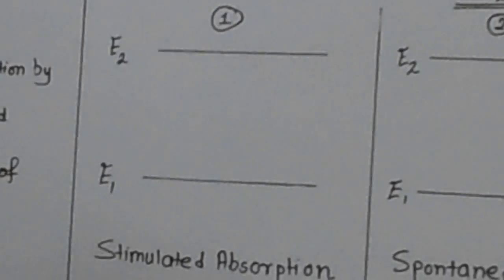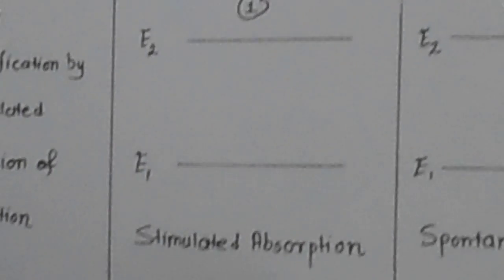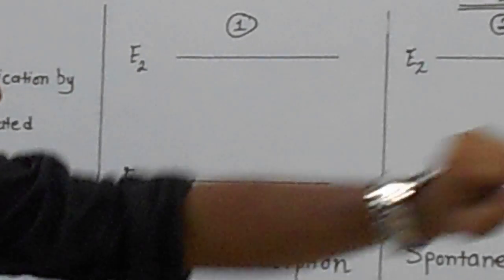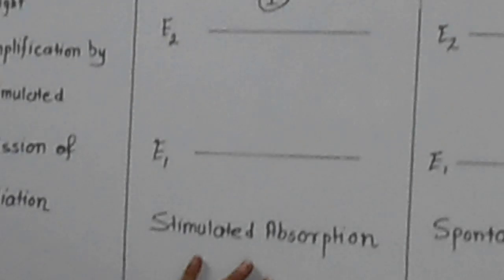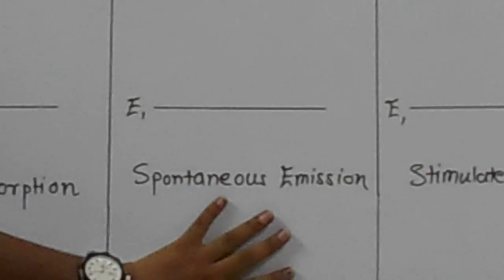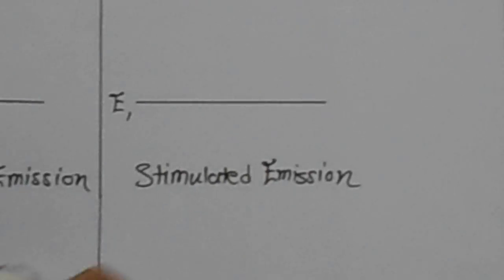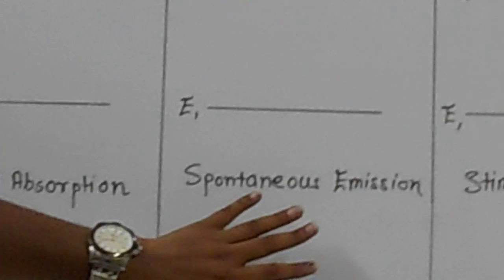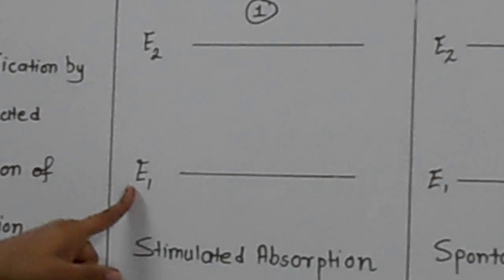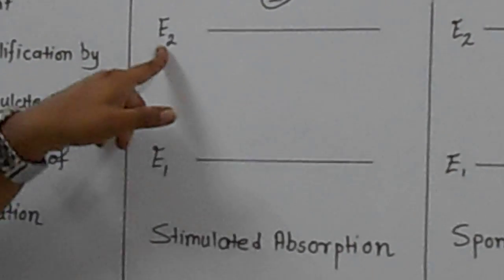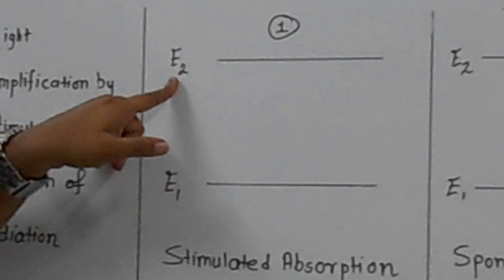In order to understand the energy level diagrams of various lasers, we must know these three transition processes, namely stimulated absorption, spontaneous emission and stimulated emission. Stimulated is nothing but forced, and spontaneous will be on its own. As you all can see, I have drawn two levels in all three cases. The energy of the lower level is E1, the energy of the upper level is E2.